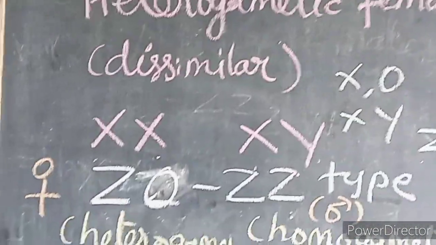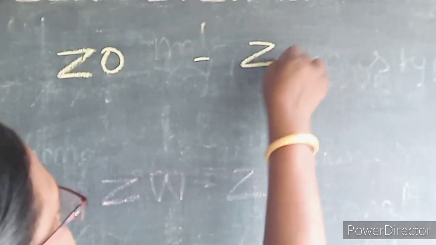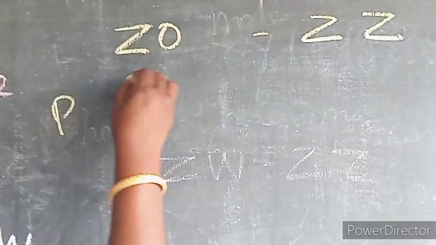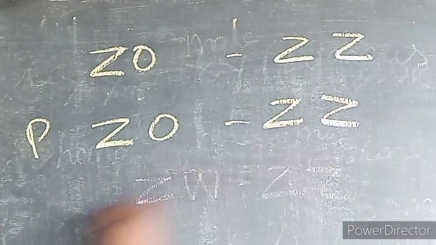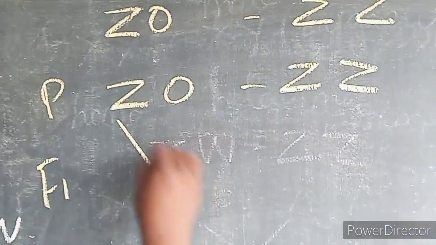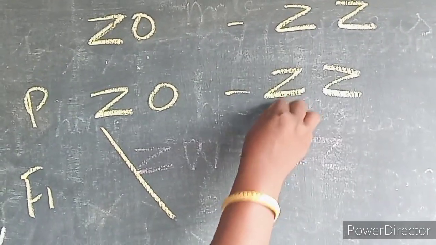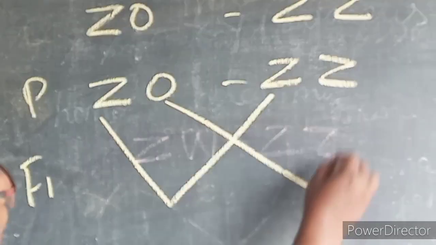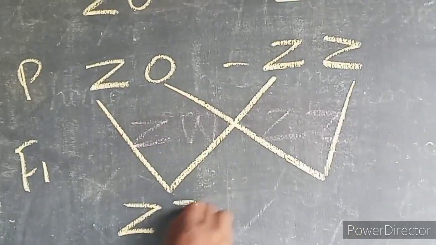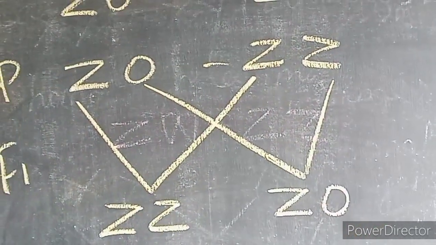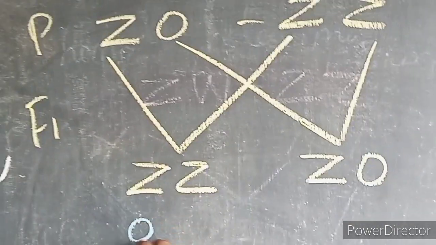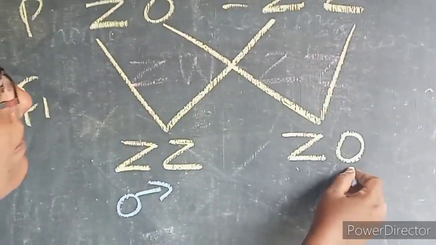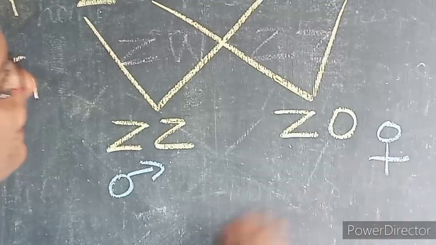Okay, so in the parent, now we'll see about ZO and with the ZZ type. So this is the parent, ZO and ZZ. In the F1 generation, the Z gamete crosses with the Z, then the O chromosome crosses with the Z. So Z and Z and O. So now you say which one is the female? Producing two similar gametes, then it is male. Producing two dissimilar gametes, then it is female.